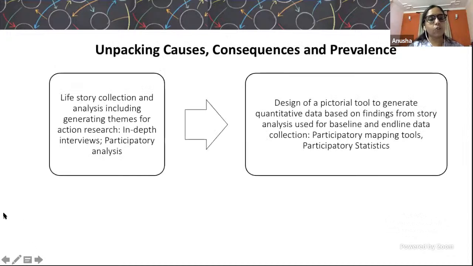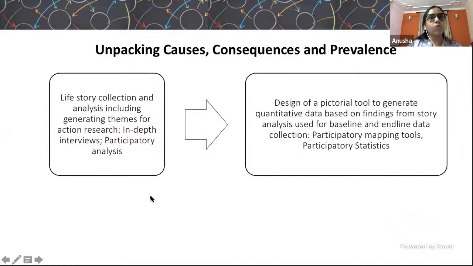Just to take you through the various different kinds of research methodology that we used. Initially we started off with interviews that we did with frontline organizations, with organizations working on the issue of forced labor in these communities, with people from these communities who are vulnerable to forced labor.